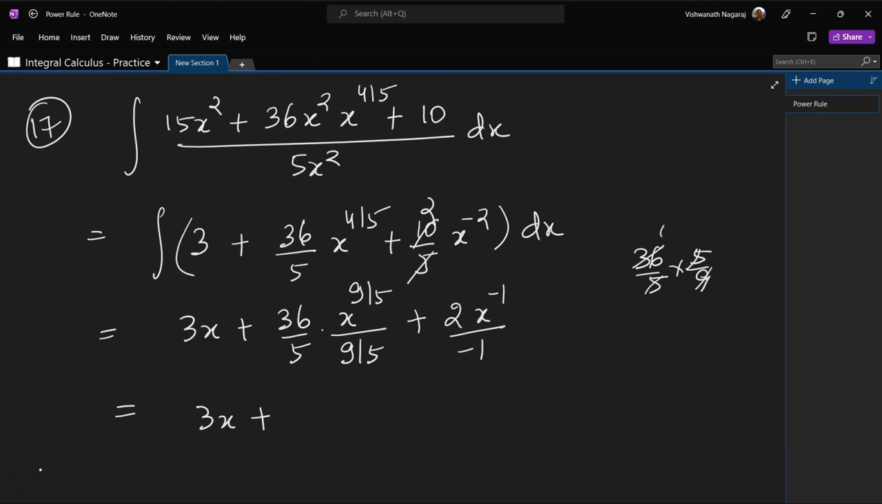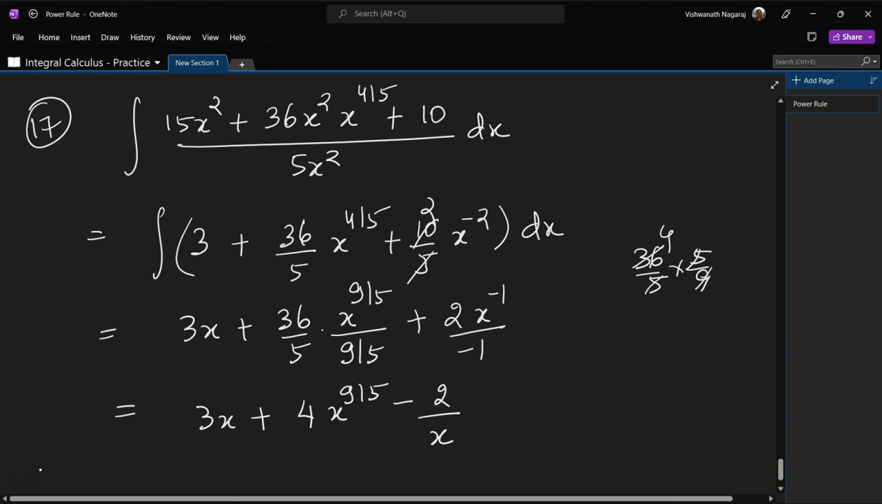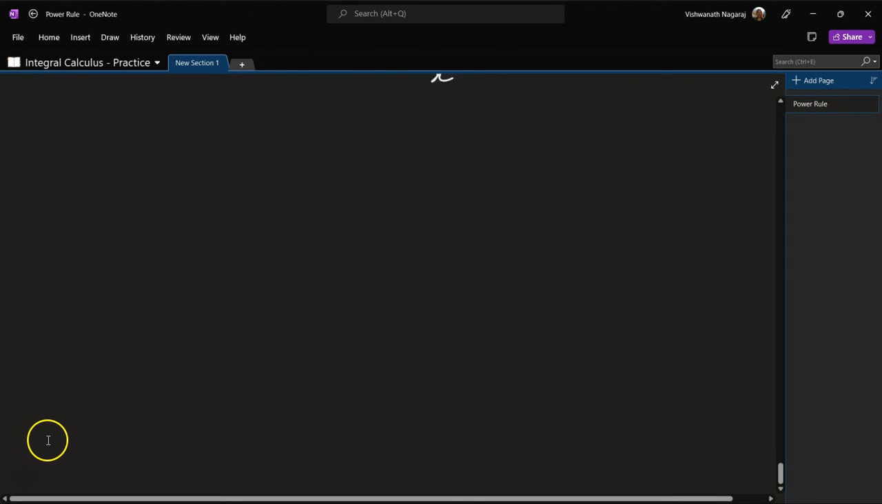Okay, now 3x plus 36 by 5 times 5 by 9. So 5 5s, 9 fours. We get 4x to the power of 9 by 5. This minus from the denominator, we bring it up. We get 2 by x. And finally plus c. Okay.